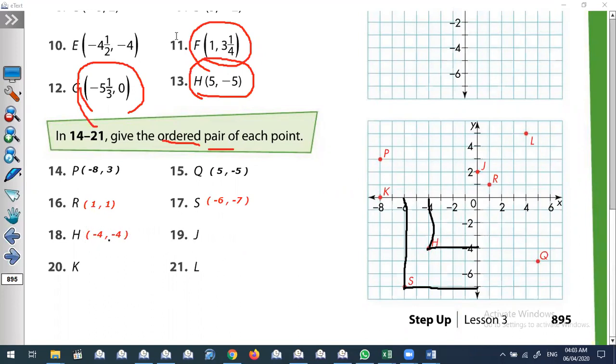J, letter J. Let's erase first. Letter J here. Meet x first. X is 0. What about y? Y is 2. So J is 0 and 2.